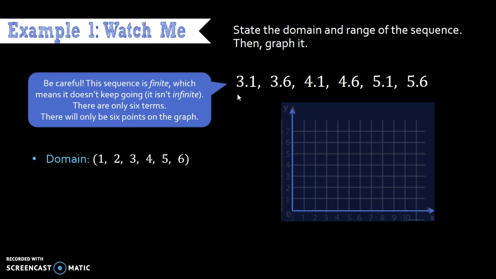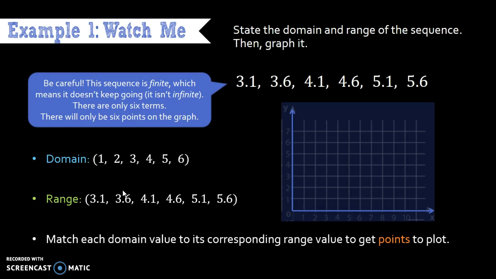We'll start by stating the domain, which would be the values 1 through 6, because there are 6 terms. And then the range is the actual values themselves. And if I were to plot those points, I'm going to have the points (1, 3.1), (2, 3.6), and so on. We match the domain value to its corresponding range value. And so the points would look a little something like this. And notice that they do make a straight line right here. That's going to be important a little bit later on in this unit.